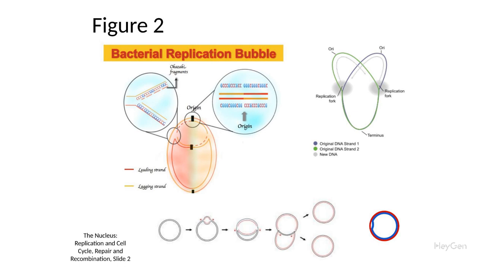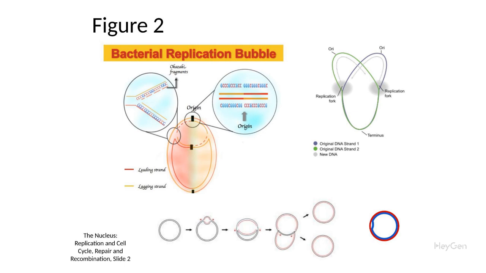Bacterial DNA replication begins at a specific site called the origin of replication, or ORI. The DNA double helix unwinds here, forming a replication bubble. Notice the two replication forks moving in opposite directions. This is what we call bidirectional replication.